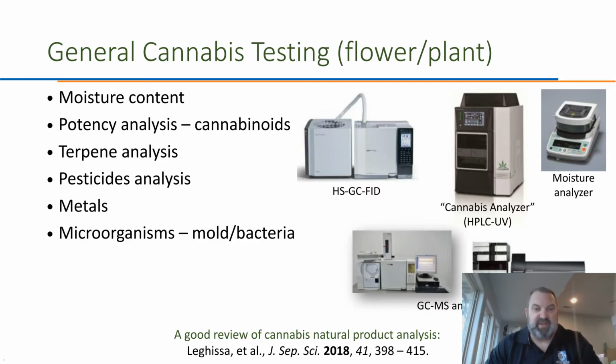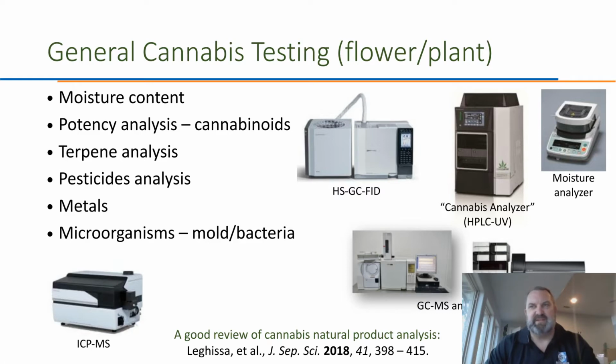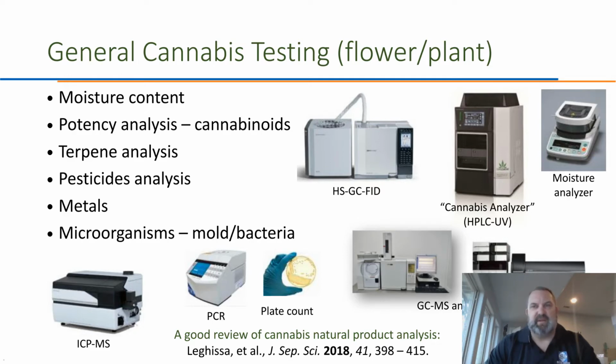And depending on your state, obviously we should hope that people are testing these things regularly and across the nation, but use of things like ICP mass spec for metals analysis, and a variety of typical biochemical methods would be used to look at the contamination of plants by microorganisms like mold and bacteria. Okay, so that's kind of the landscape that you all are interested in and used to using.